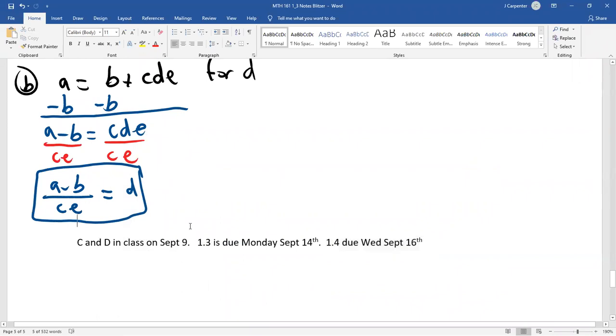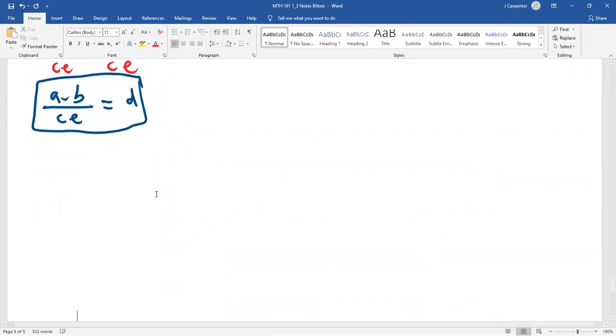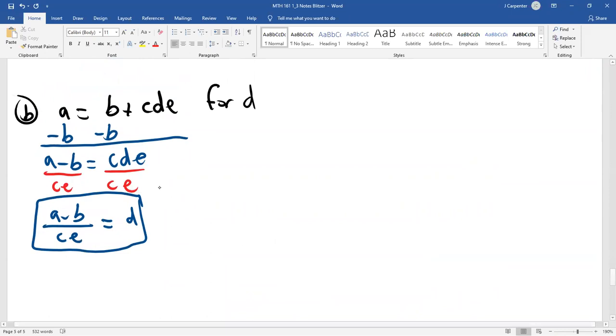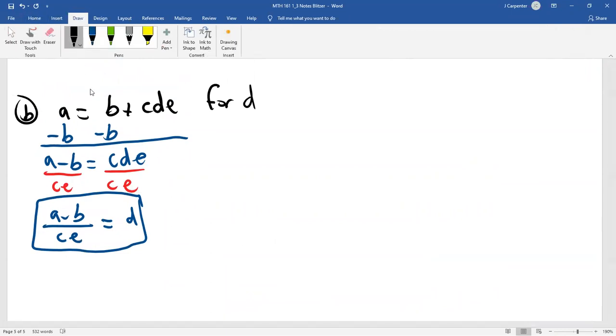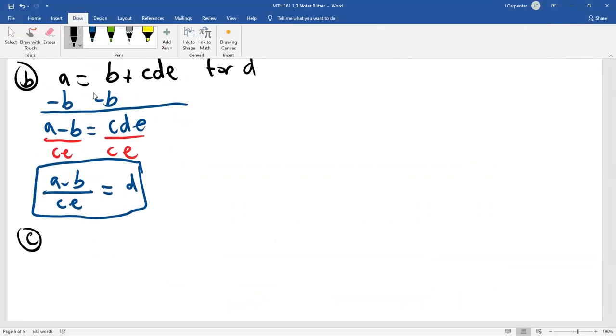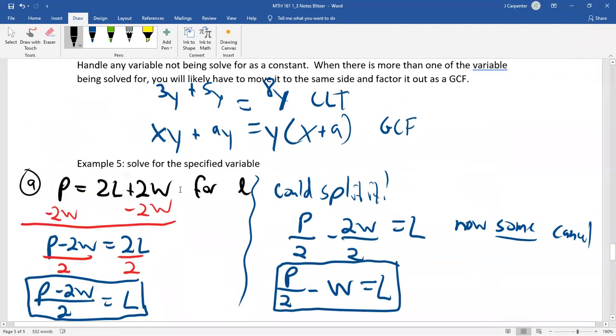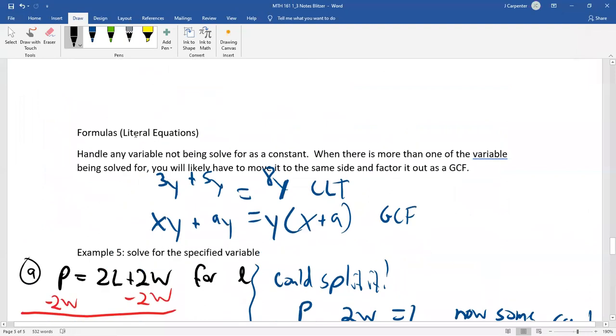All right, so I'm just going to put that down so we can put these in here. Let's go to draw. So what we were doing when we left off a week ago was these literal equations, also known as formulas. So we said that we're going to handle any variable that's not being solved for as a constant. You're pretending like it's a number. You're not actually going to make it a number. You just pretend. You move it away from the variable you're trying to solve for.